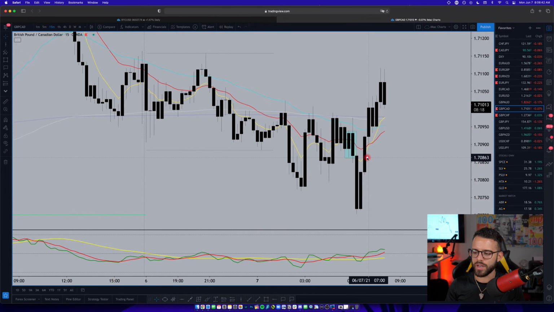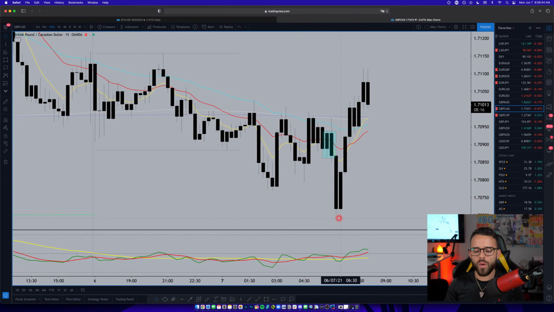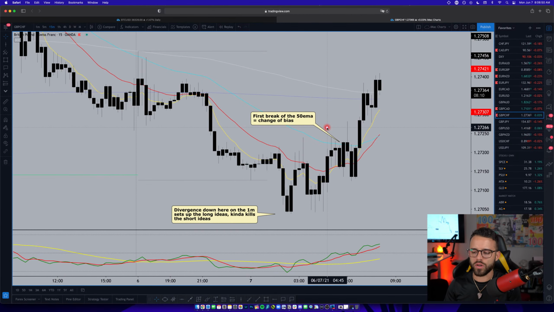I'll pull up the 15-minute here. Potential for a short idea. However, it didn't fit the bill for a proper A1 entry. We'll go into this in a minute so I can explain to you why that is. But I want to show you here on GBP CHF. This was the idea that I had the most confidence in, that this was going to continue to rise. And that comes based on the 1-minute divergence setup that we had. So we'll get into that as well.